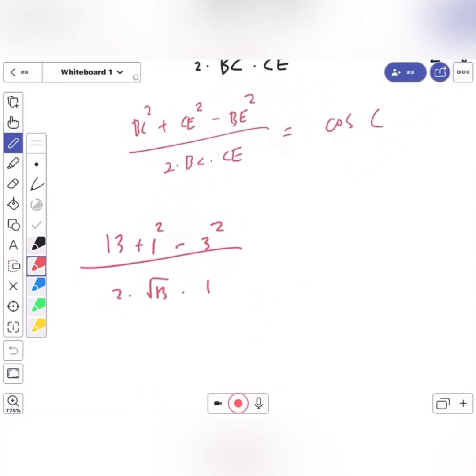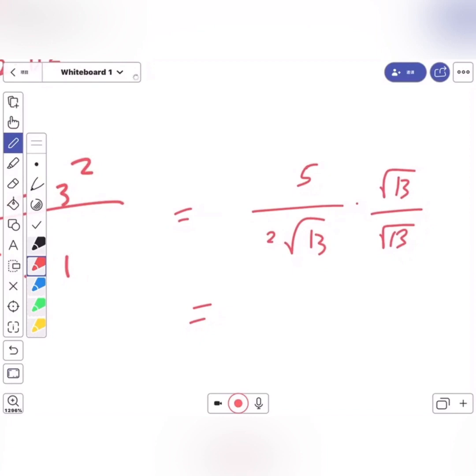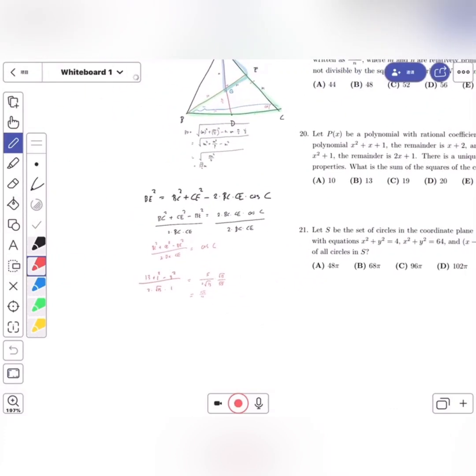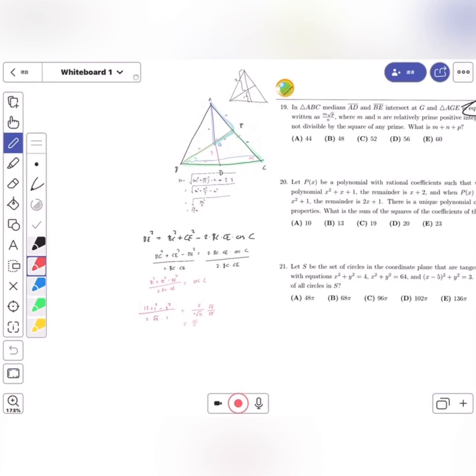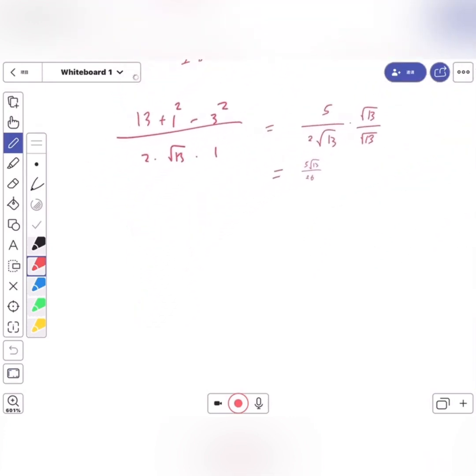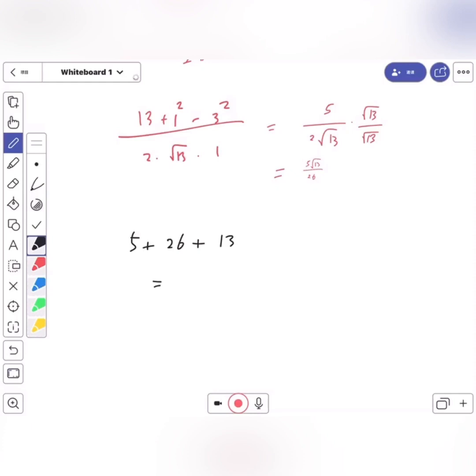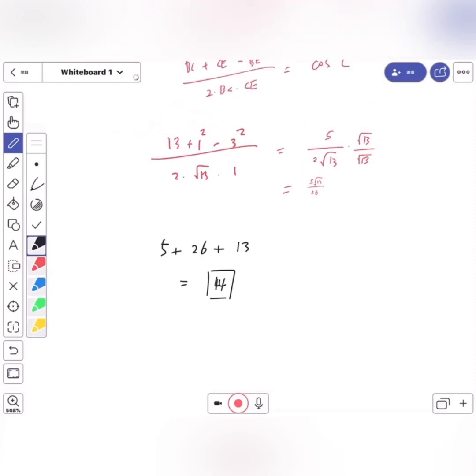This simply becomes 5 over 2 root 13, and don't forget to rationalize, because the answer is in the form m root p over n, which is definitely after rationalization. So this becomes 5 times the square root of 13 over 26. This matches our answer choice form, m root p over n. So the answer is 5 plus 26 plus 13, which is equal to 44.